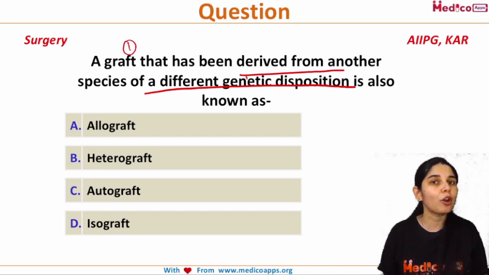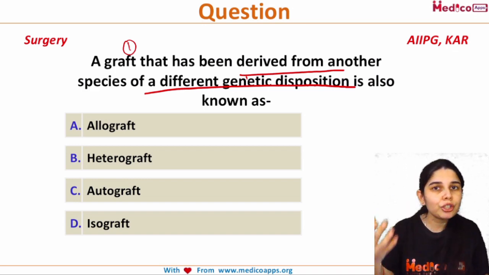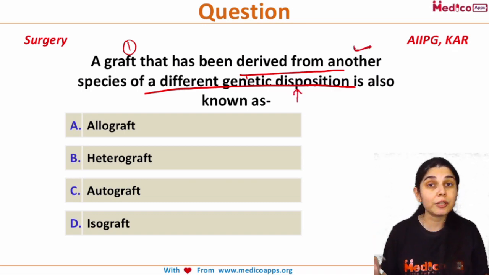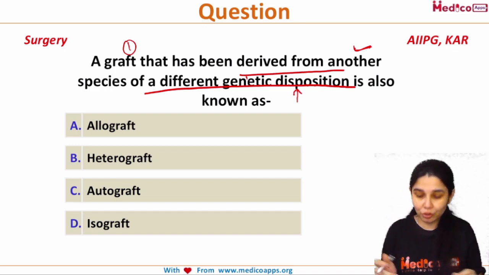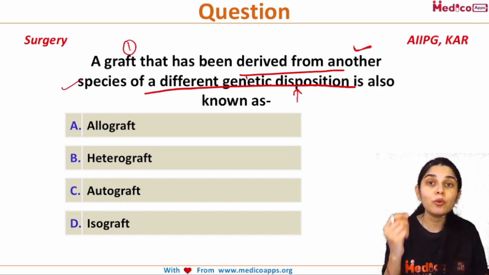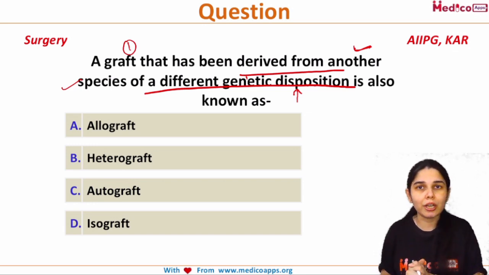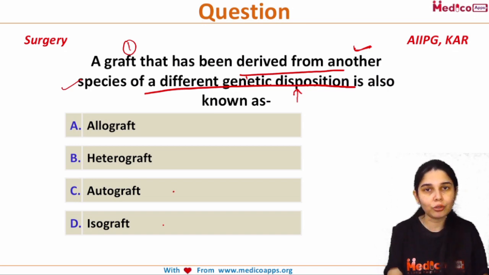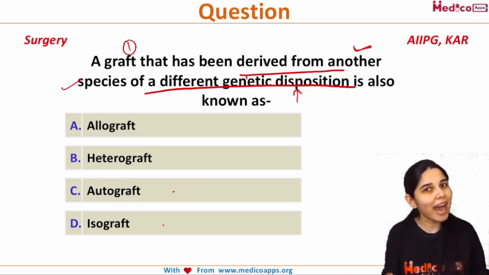That means the topic belongs to grafts. The second key point is that the graft or tissue is taken from another species of different genetic disposition. To understand this entire question, the key point depends on this another species of different genetic disposition, and you will understand that when you know the options. The options are Allograft, Heterograft, Autograft and Isograft. So, let's decode the question with the answer.